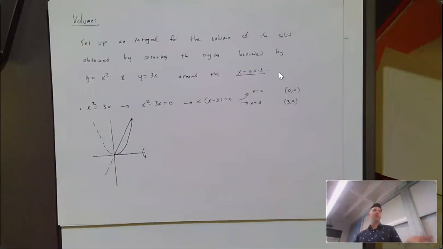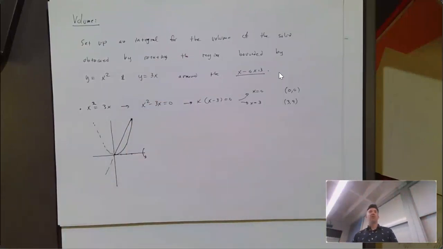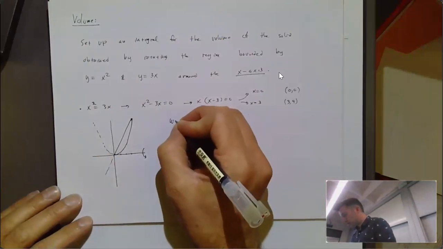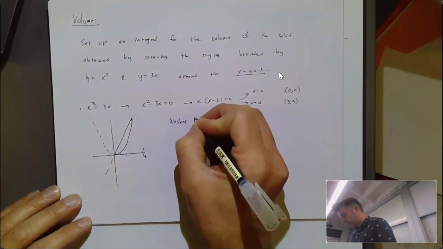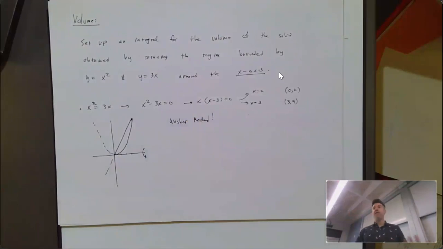All of it really boils down to this: is your region flush with its axis of rotation or not? This region here is definitely not flush with the axis of rotation. It's not fully against the axis of rotation the whole time over the whole region. So here we're definitely going to be using the washer method, because the region is not flush with the axis of rotation.